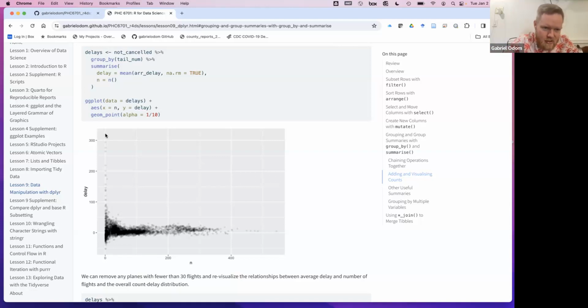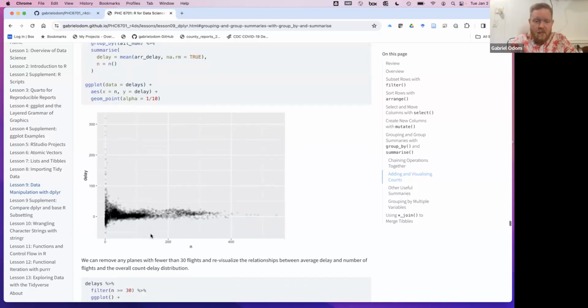We see right here, this plane that had an average flight delay of upwards of 300 minutes, had one, maybe two flights. But the planes that have lots and lots of flights, this is happening regularly. You can see here that on average, their delay is maybe 20, 30 minutes. Not that bad for an average delay. Some of them are even below zero, so on average, these planes are leaving early or arriving early. They're able to make up great time in the air or something like that.